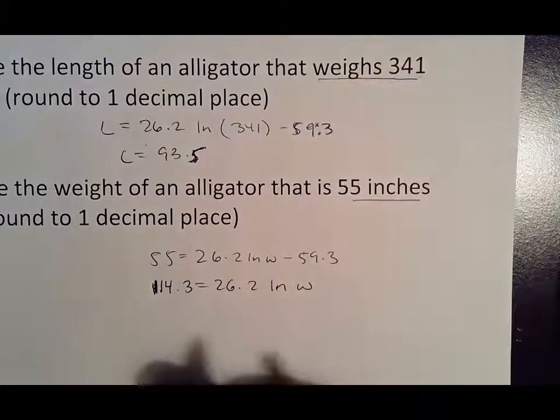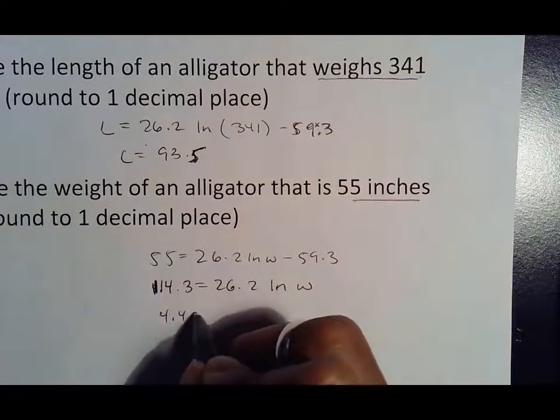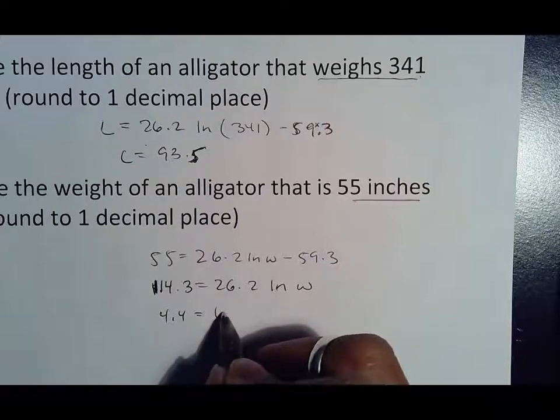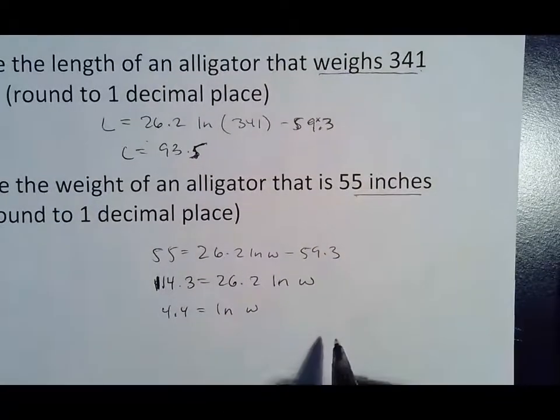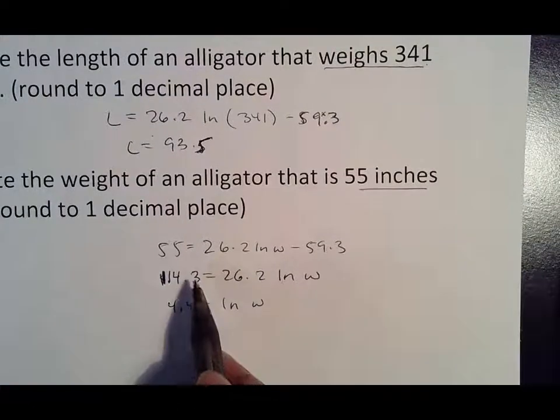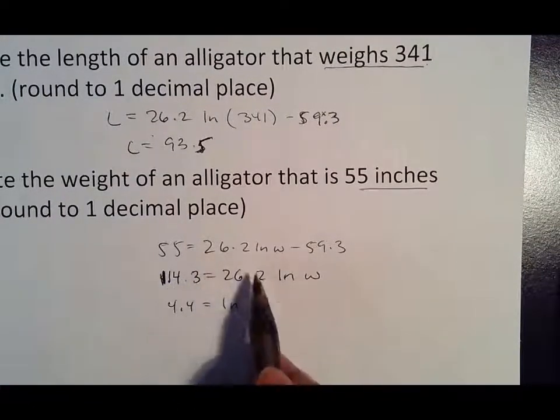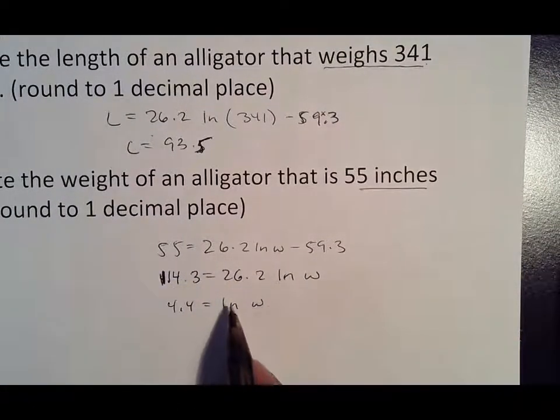So I'll do 4.4. Again, every time we approximate, we cut off more and more, but I think it should be fine like that. Anyway, with that said, again, dividing by 26.2 gave us this. Now we need to get rid of the ln.